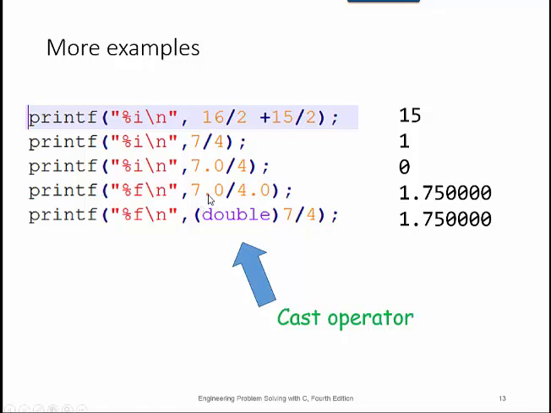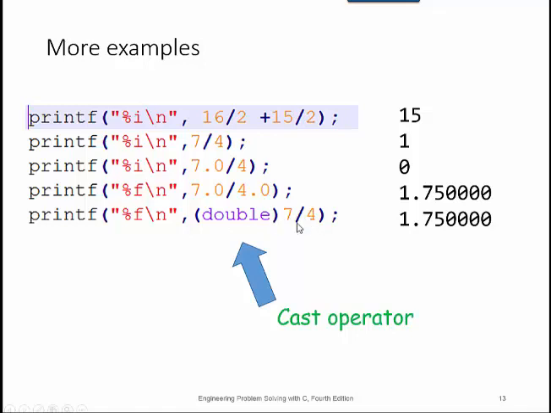So now I said 7.0 divided by 4.0. I have double divided by double. I output a double with a floating point format. I get the right answer. That's the correct answer. So one more thing you could do, I could have said 7 divided by 4.